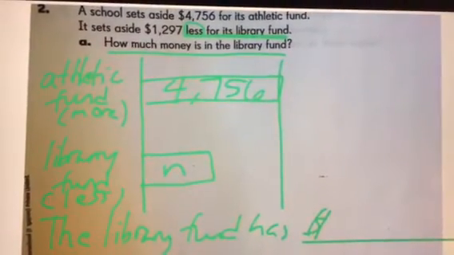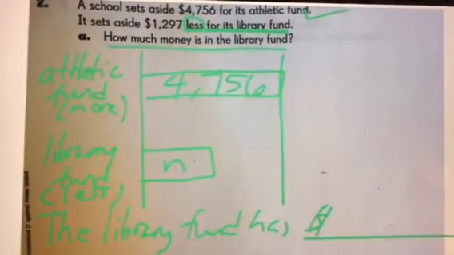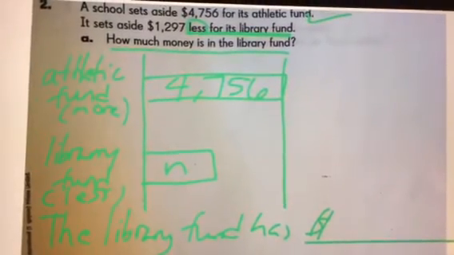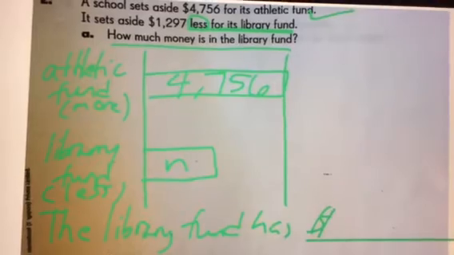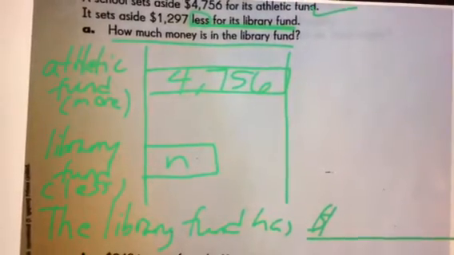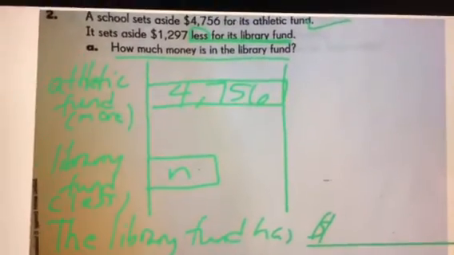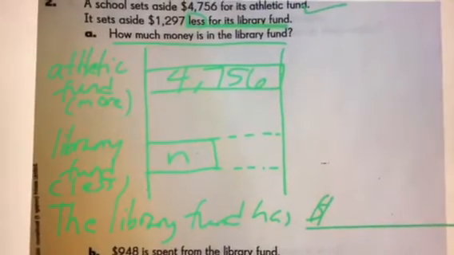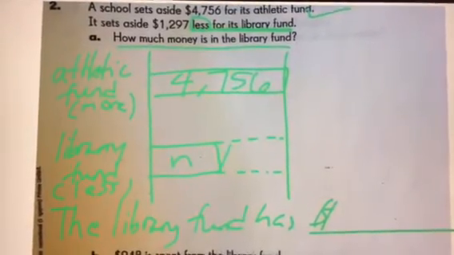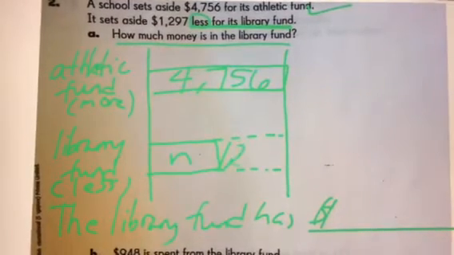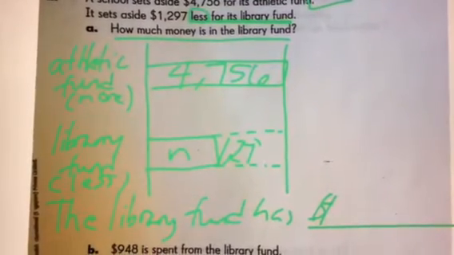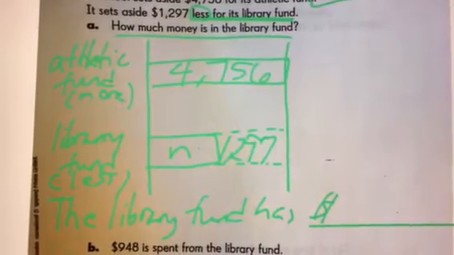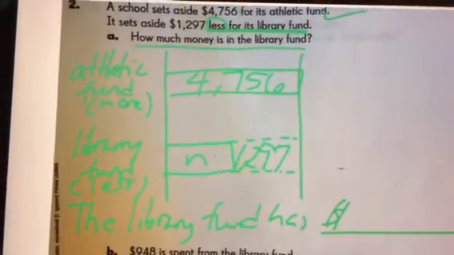So I already wrote the 4,756. I haven't written the 1,297. Where does that go? I would just go ahead and do the dotted line here because it shows that there are 1,297 less. And that's a good visual for us to see.